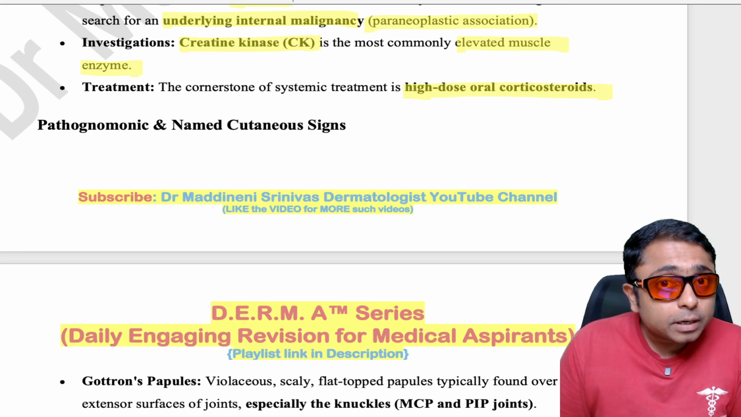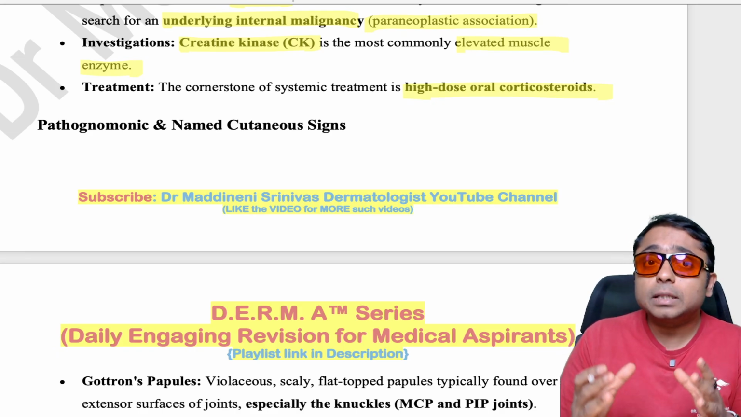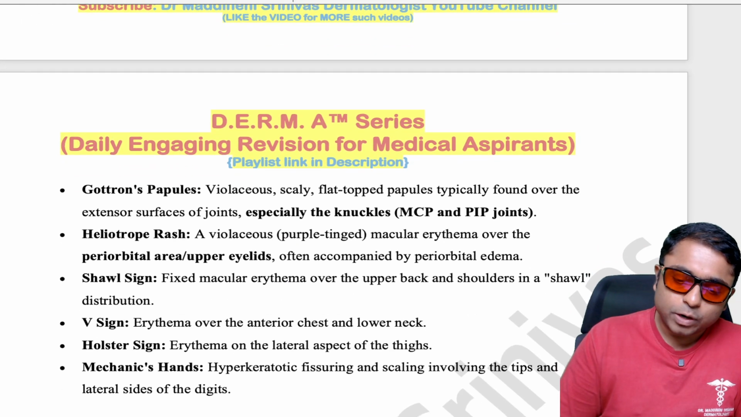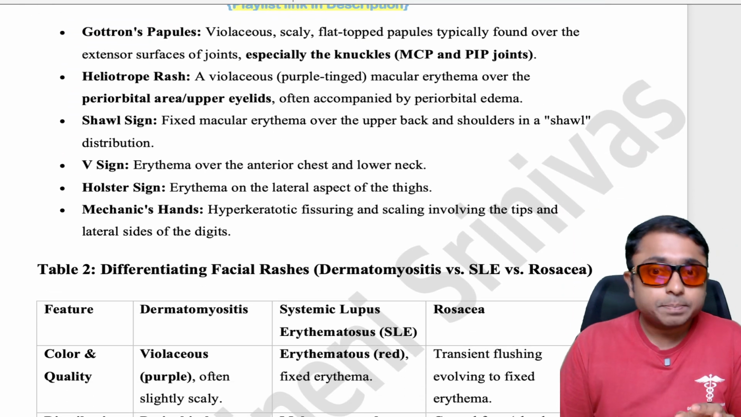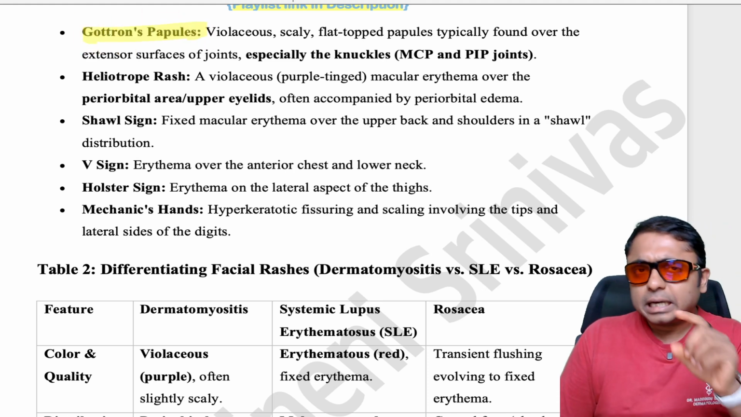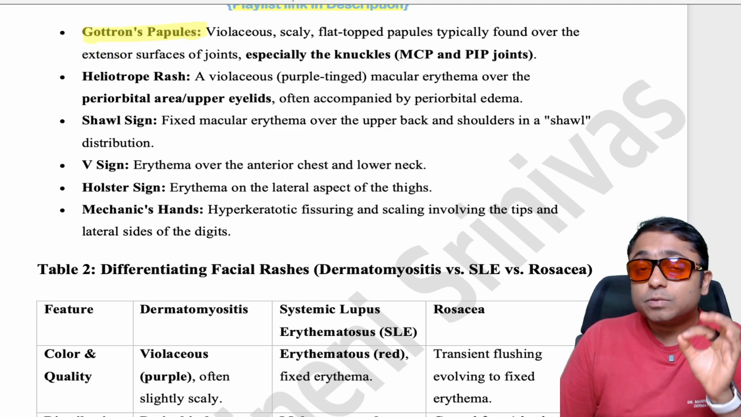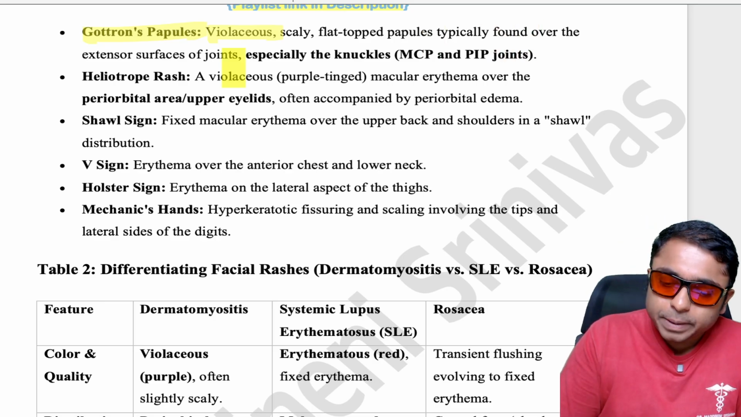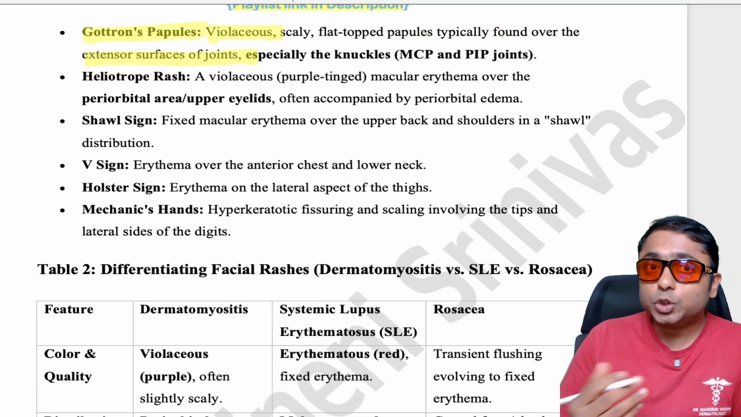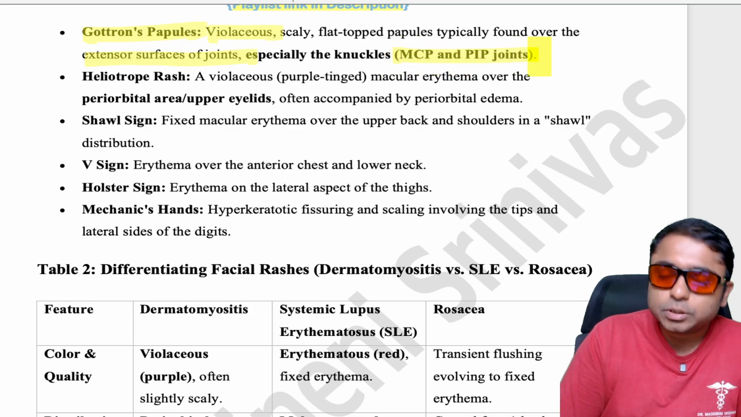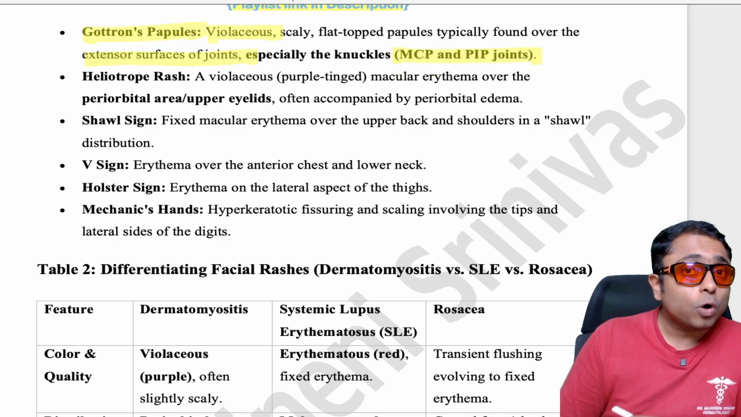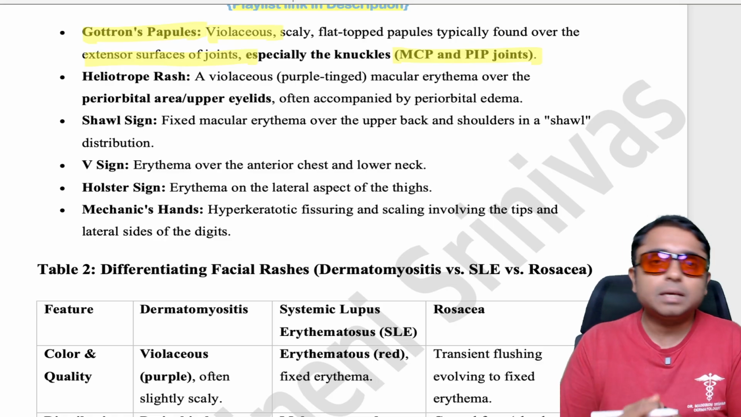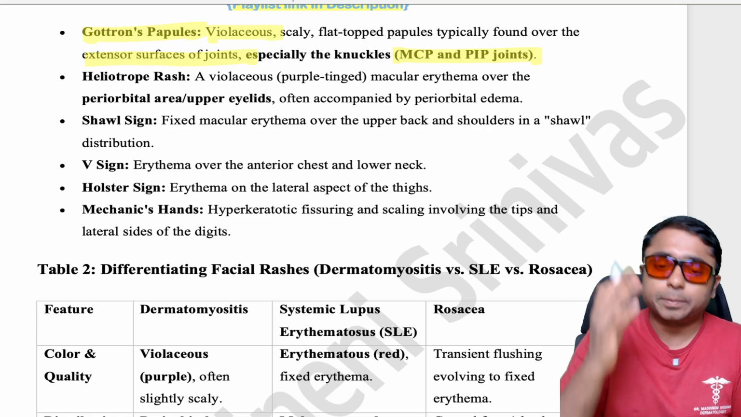And most important in dermatomyositis is to remember the many named signs which are associated. We are going to see them one by one. Gottron's papules. The color in dermatomyositis which you have to remember is violet. So violaceous, scaly, flat-topped papules typically found over the extensor surface of the joints. And what are those joints? They are the MCP and PIP joints. These are what are called Gottron's papules. And if the same areas have just violaceous macular erythema, we call it Gottron sign.